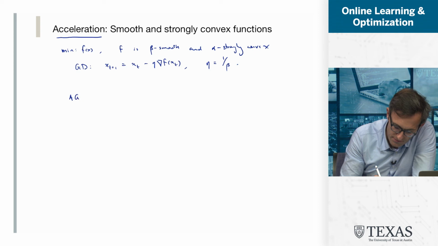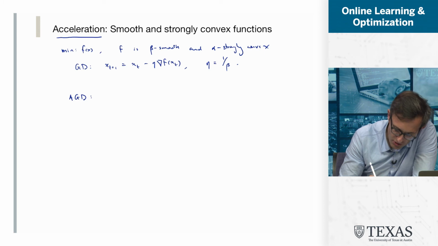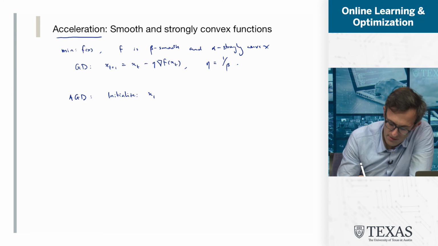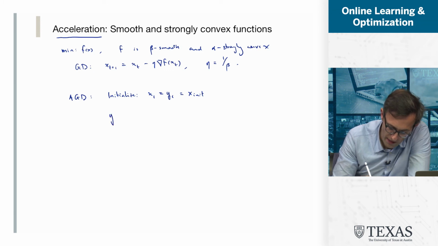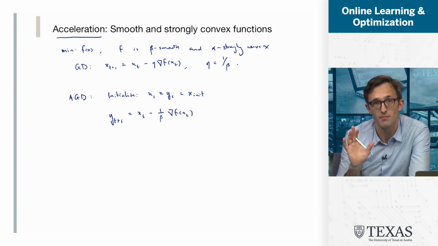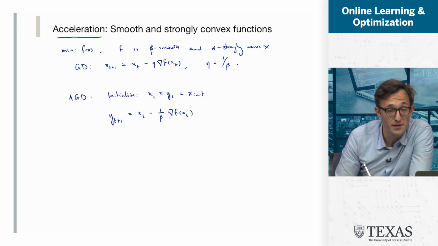Accelerated gradient descent, or momentum, says the following. We'll initialize at some x1, and I also need an auxiliary variable called y1. So I initialize both of these to be equal. And then, after t iterations, I update y by yt plus 1 is equal to xt minus 1 over beta times the gradient of f of xt. This is just my standard gradient update for beta smooth functions. But this is yt plus 1. This is my auxiliary variable. It's not xt.